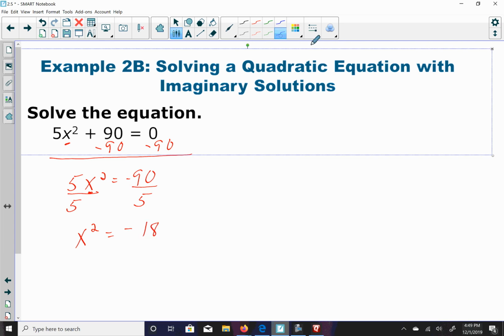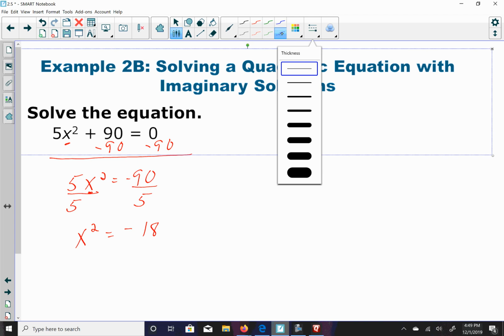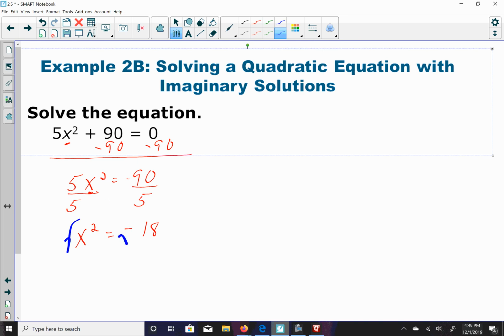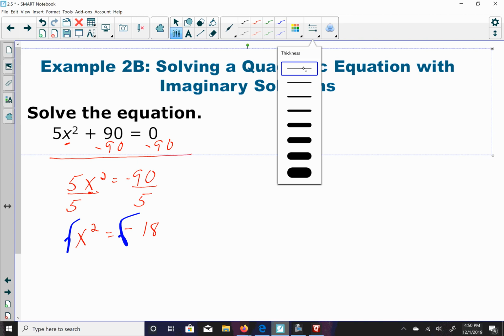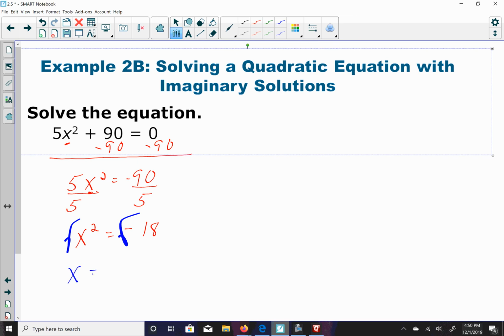To solve this, I'm going to take the square root of both sides, square root, square root. So when I do that, I am going to say x is equal to plus or minus, because I took the square root and I'm solving an equation, the square root of negative 1 times the square root of 18, separating that negative out. I'm going to have x is equal to plus or minus the square root of negative 1, again defined as i, times, and I'm going to separate 18 as the square root of 9 times the square root of 2.